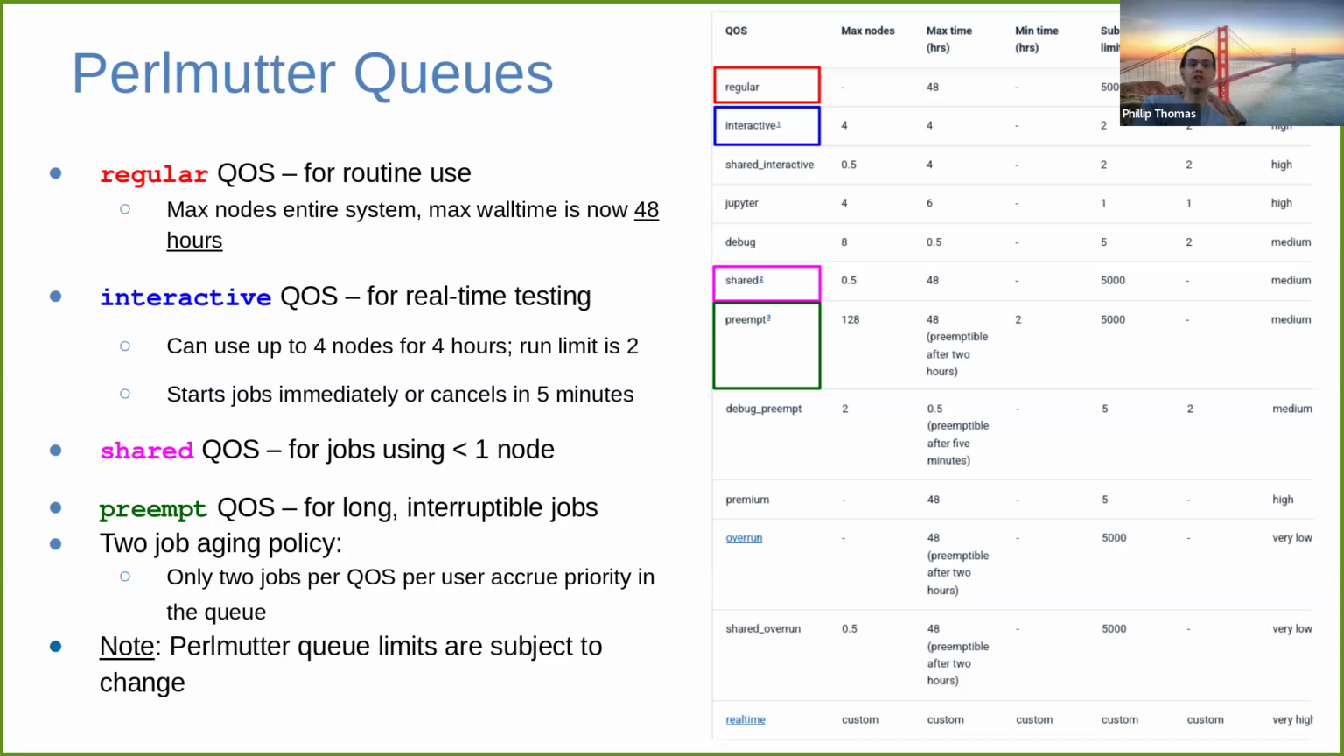The other thing to mention is that the Perlmutter queue limits are something that have been changed numerous times throughout Perlmutter's lifetime so far. So they may be changed to suit the needs of users in the future if the user needs change.